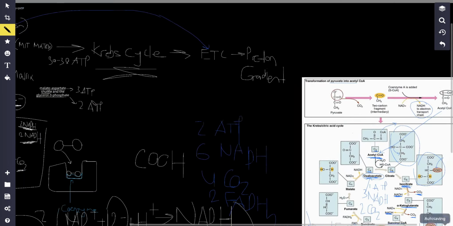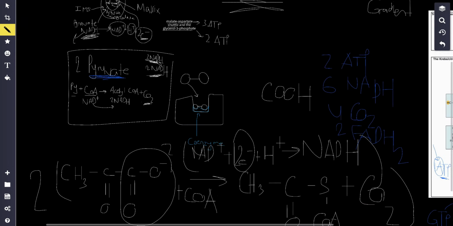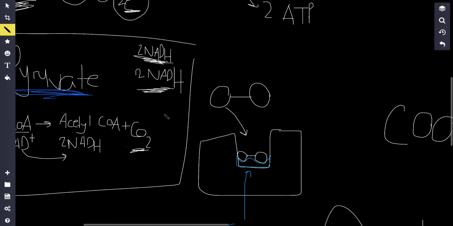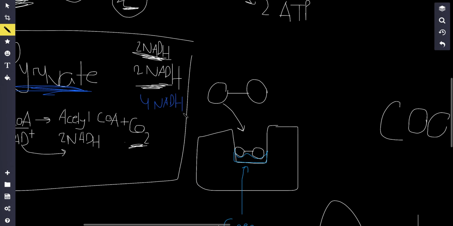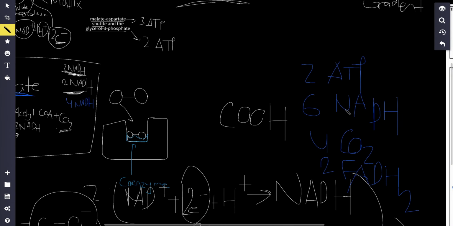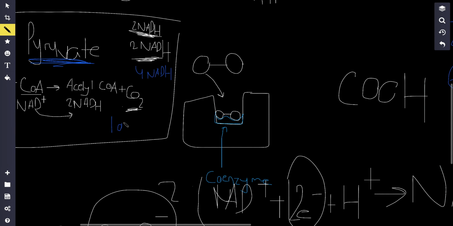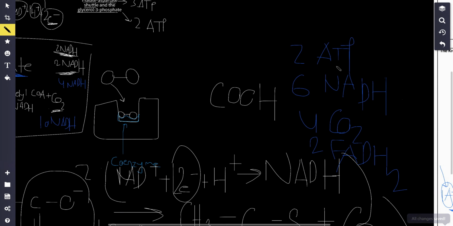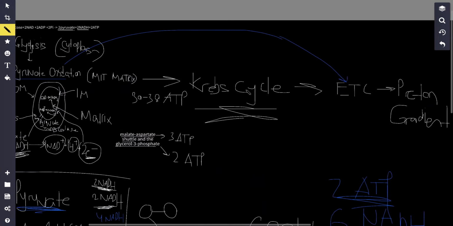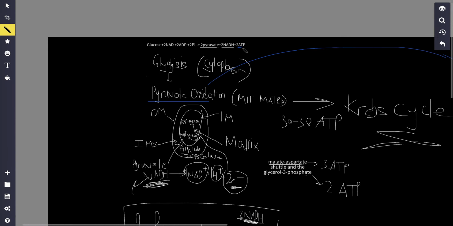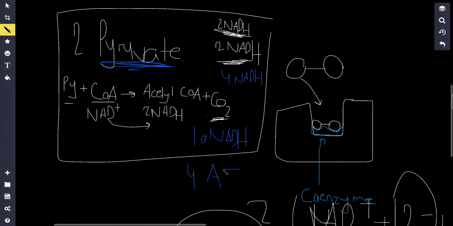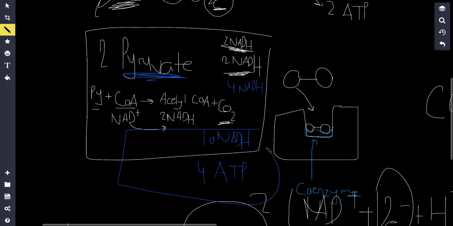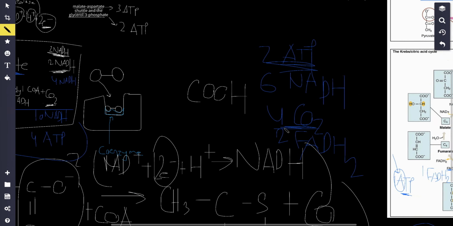So let's add up everything we have so far. We said we had 4 NADHs inside my matrix. So if I have 6 more, that means I have 10 NADHs in total here. Remember that glycolysis produces 2 ATP. So if I produce another 2 ATP, so far I have 4 ATPs.